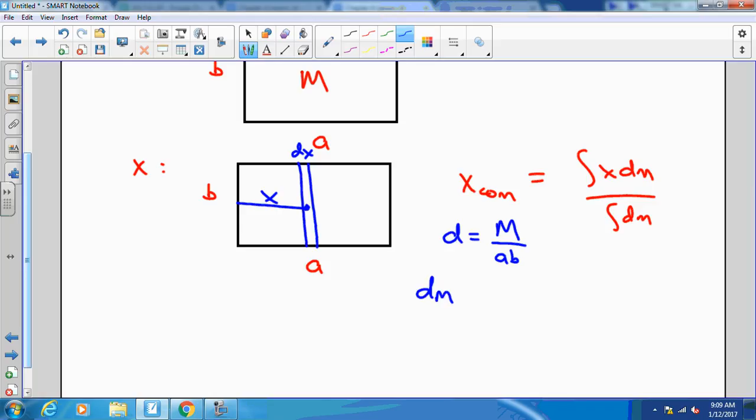And therefore, the mass of my representative strip right here is equal to the area of that strip times that density. So the area of the strip is height times width, which is going to be b times dx, times the density, which is m over ab. The b's cancel out, which is kind of interesting. And so I get m over a times dx as the value of dm.